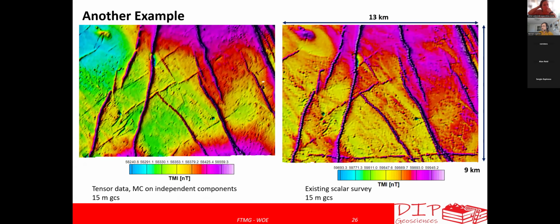This is another example where I have tensor data, and I didn't have the database, so they gave me just the independent components gridded using minimum curvature, and I put them into my equation, and this is what I find. And this is the same area flown with a scalar survey. And then look at the definition of those dikes. It's much clearer. So even if I just use a component-based interpolation, I'm getting a very decent result.